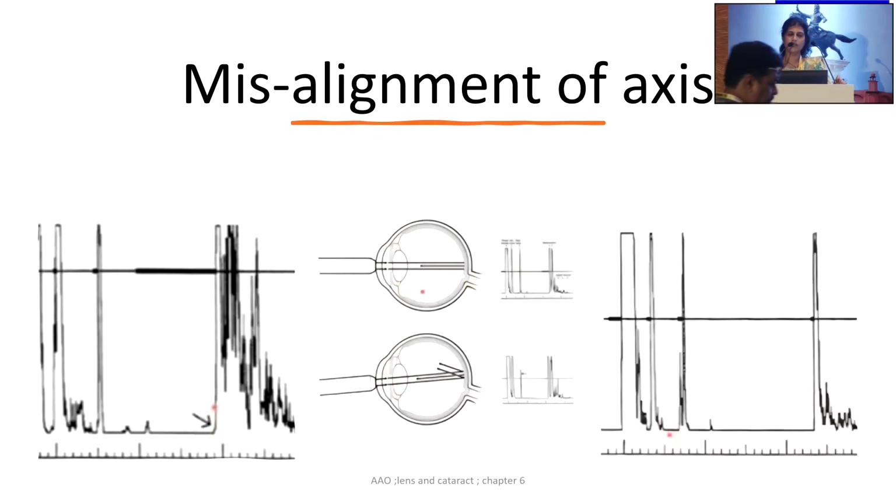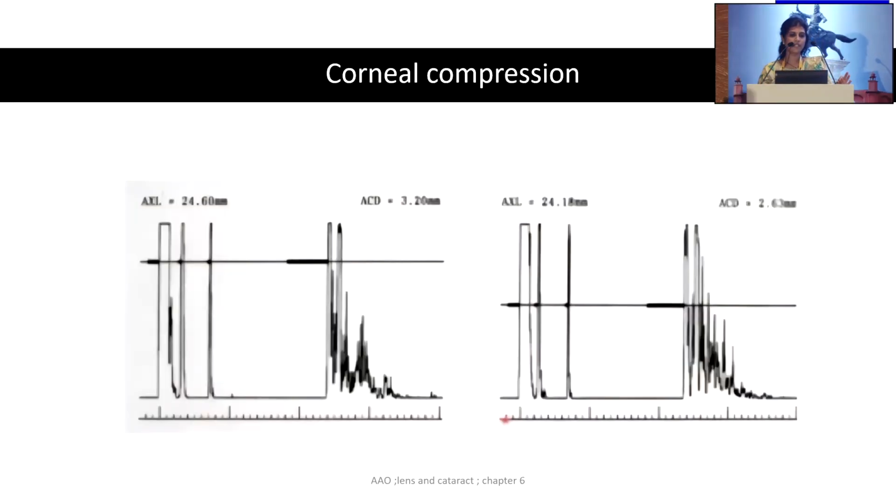Again, always center of fixation. Foveal fixation is very important. Misalignment would lead to absence of spikes. Corneal compression, they do not average it. See the scans individually and then choose.